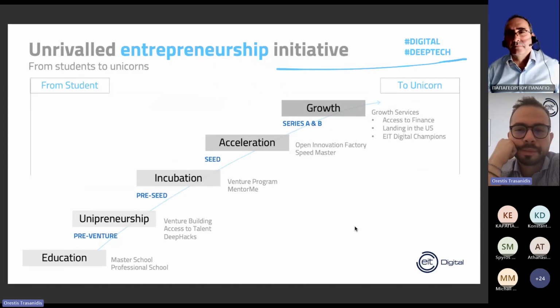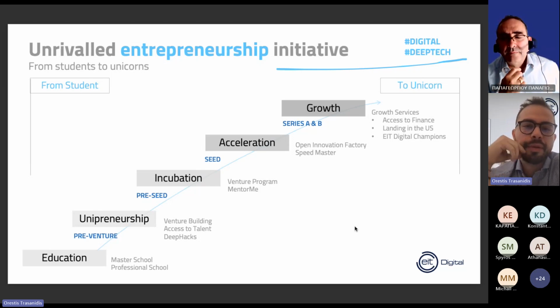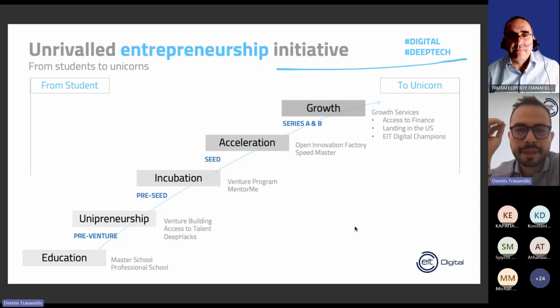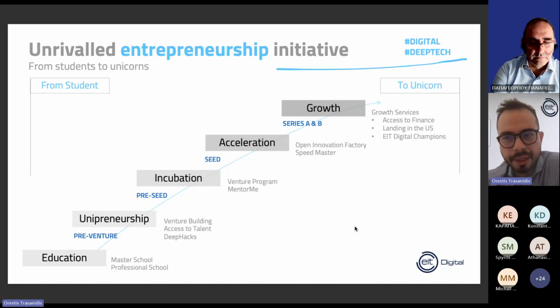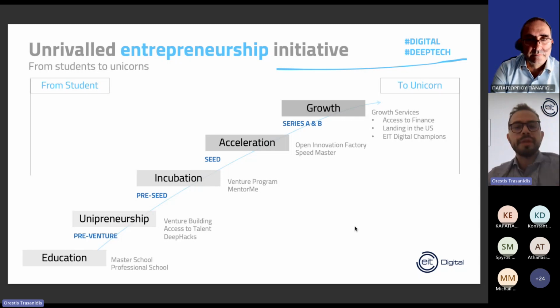Okay, this is, let's say, the main slide. If you need to remember one slide of what EIT Digital is, you should remember this one. From education to unicorn, this is what we are trying to support. Super broad. But our role is just to fill the gaps, to see where the links between those two steps are weak and create added value for the ecosystem. So we have, as I said, master programs, summer schools, professional school. We will take a look at them soon. And services for raising Series A and Series B, and even growing to different markets outside Europe. This is where I step in. Is this the Landing to US program, one of them? So please remember this.